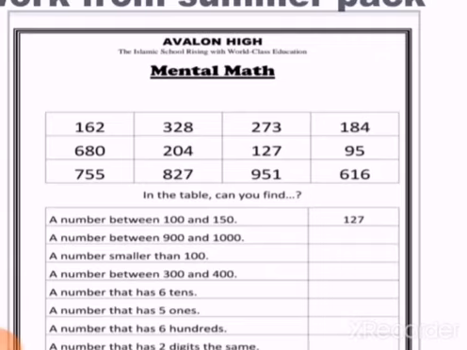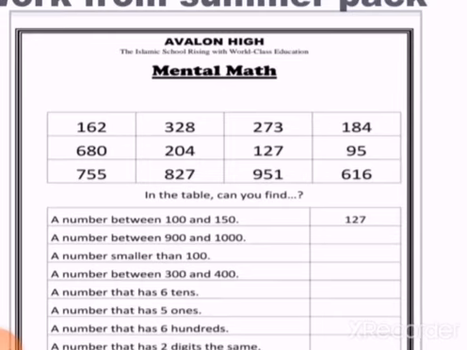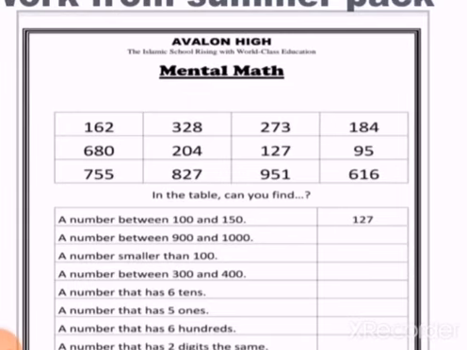Then a number between 900 and 1000. एक नंबर जो 900 से ज़्यादा है लेकिन 1000 से कम है. You will find that 951 will come here. A number smaller than 100. You have to find एक नंबर जो 100 से कम है. It is very simple. जो 100 वाला नहीं है. So it will be 95. A number between 300 and 400. एक नंबर जो 300 और 400 के मिड में है. That is 328. 300 से तो ज़्यादा है लेकिन 400 से कम है.